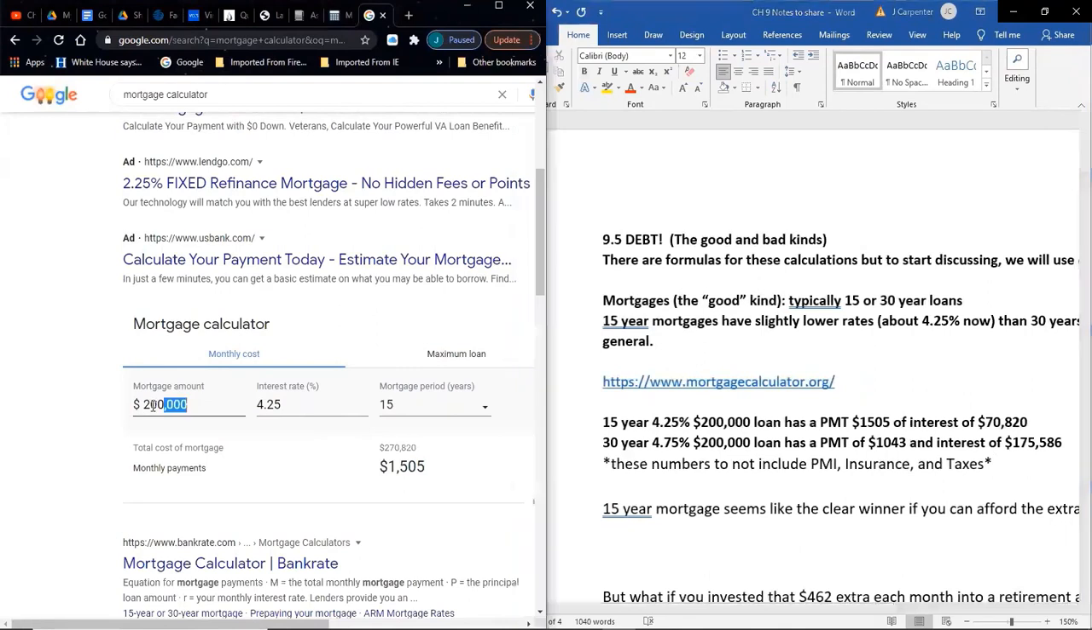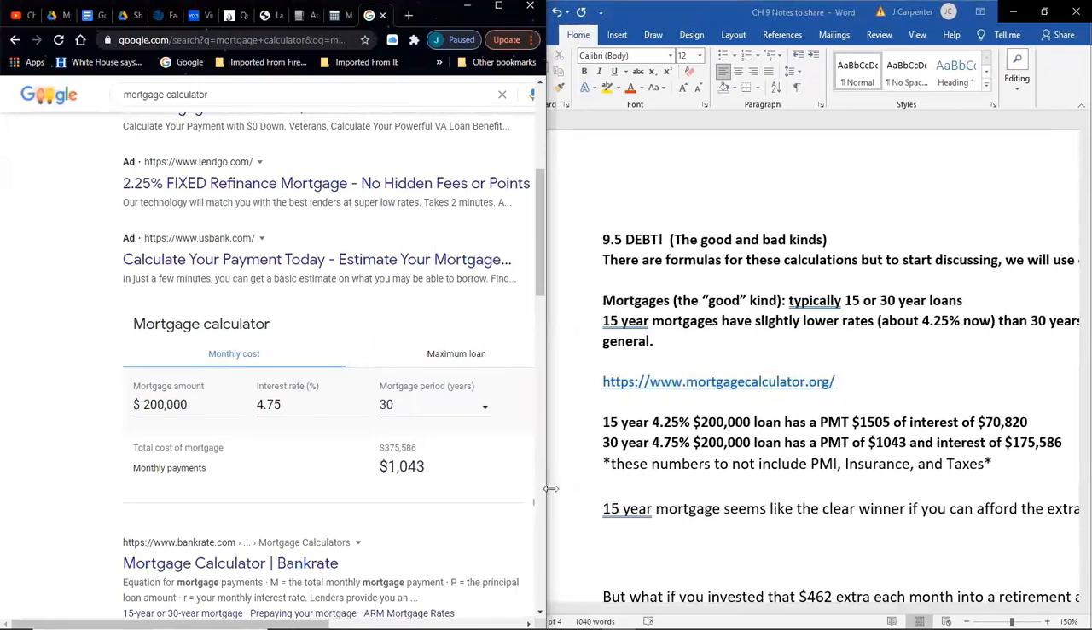$175,000. Well, let's see. So let's change the mortgage. Well, we don't change the mortgage amount. We change the interest rate to 4.75 and the mortgage term to 30 years. And there we go, our 1043 for our payment. And then 375,586. If you took the difference of 375,586 and 200,000, you get 175,586.